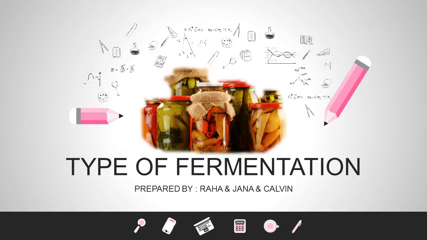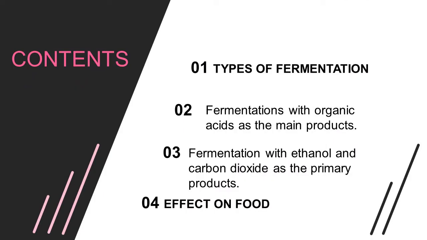Good day everyone. Today we're going to learn about the types of fermentation. The types of fermentation can be divided into two parts, which are the fermentation with organic acid as the main product and the fermentation with ethanol and carbon dioxide as the primary product.